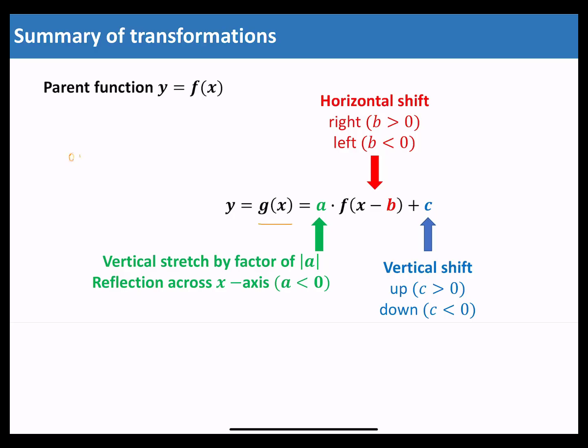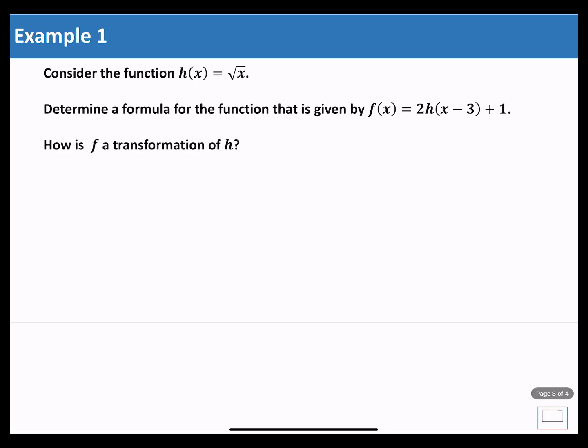We also saw that order matters when we perform transformations, and specifically we saw that vertical shifts are always the last transformation to be applied. So let's take what we've learned about transformations and practice writing formulas to represent them. So here's our first example.